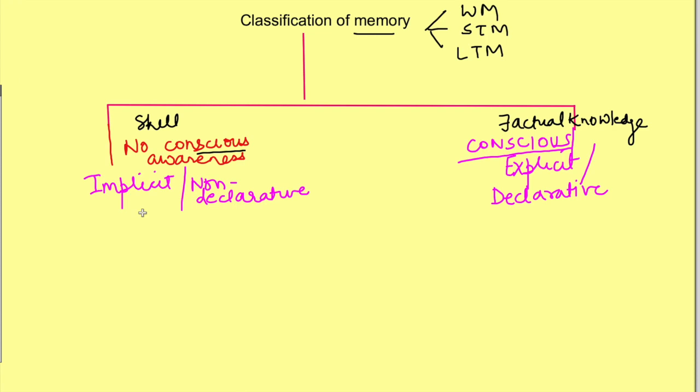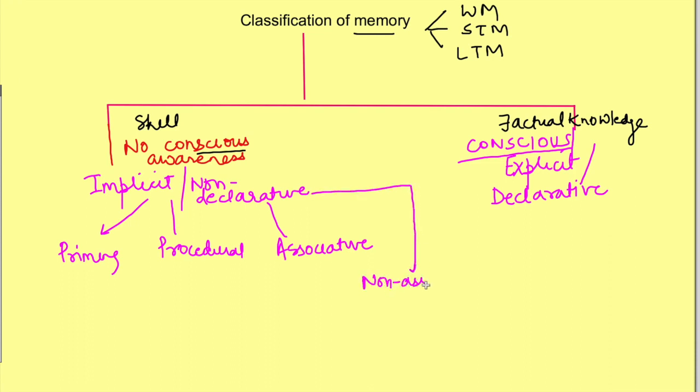Now, these broad categories of implicit memory and explicit memory are further classified into different types. So implicit memory is classified into priming, then procedural skills and habits, and then there is associative learning, which is acquired by classical and operant conditioning, and finally there is non-associative learning acquired by habituation and sensitization. So implicit memory, four types: priming, procedural skills and habits, then the information acquired by associative learning goes as implicit memory, and the information acquired by non-associative learning like in habituation and sensitization also goes into implicit memory.